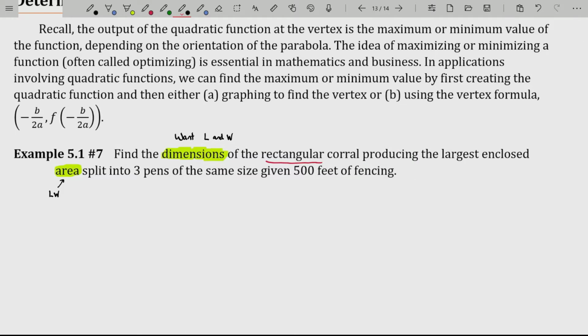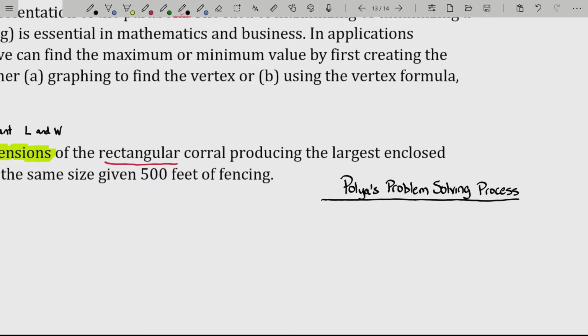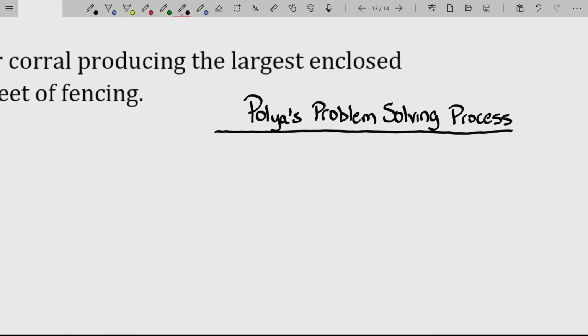So I haven't talked about it in this course, but there is a method of solving word problems and applications, and it's called Polya's problem solving process. Let me write that down. And the very first thing you're going to do in this problem solving process is you're going to read the problem. You always want to have a win, right? So the very first thing you need to do is read the problem. And obviously, if you don't read it, you go nowhere, right?